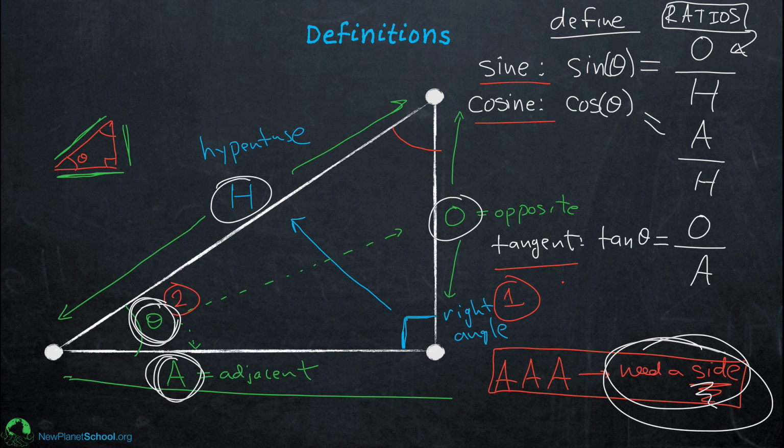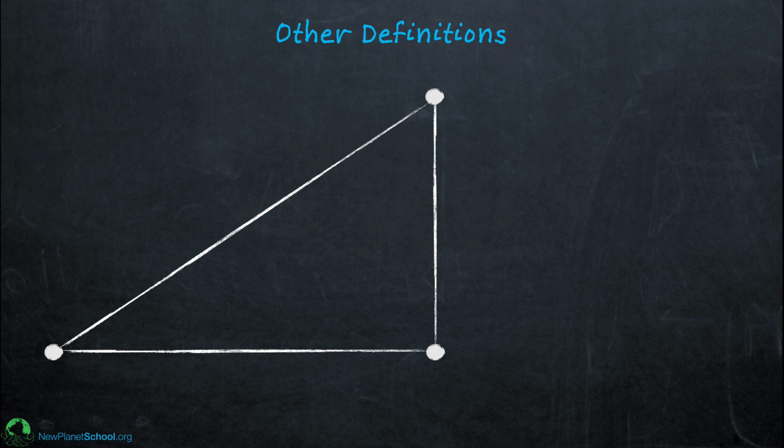Okay, now we have our definitions. Now, you might be wondering, why is it that I defined them that way? I could have very easily taken my right triangle and put my angle over here. This is the opposite, this is the adjacent, this is the hypotenuse. And I could have said, well, I want to relate these. Instead of doing what I did before, opposite over hypotenuse, I can do hypotenuse over opposite. Or I can do hypotenuse over adjacent.